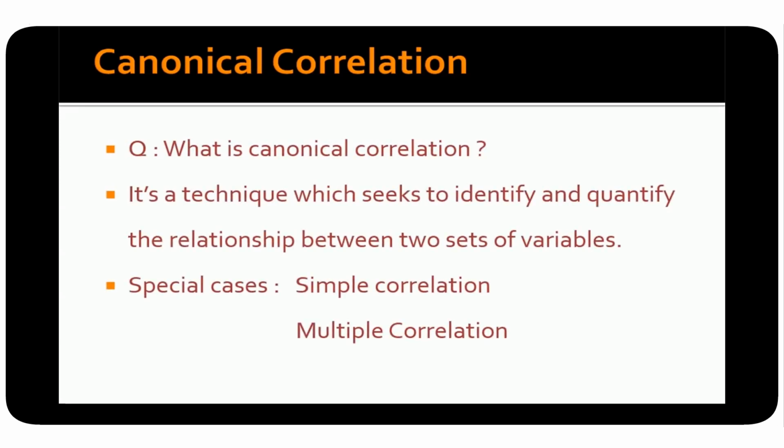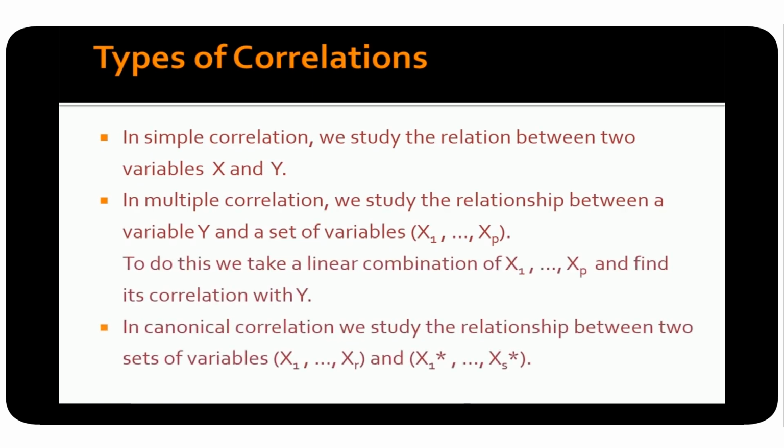What do canonical correlations do? Canonical correlations seek to identify and quantify the relationship between two sets of variables. What do we mean by that? Remember that when we look at correlation, it has to be between two variables, x and y. That was the simple correlation that we started with in statistics.